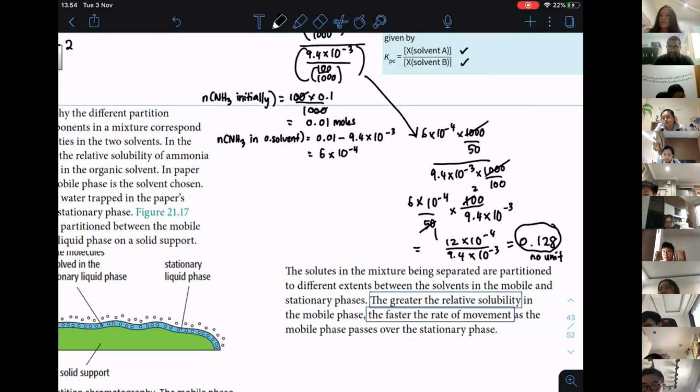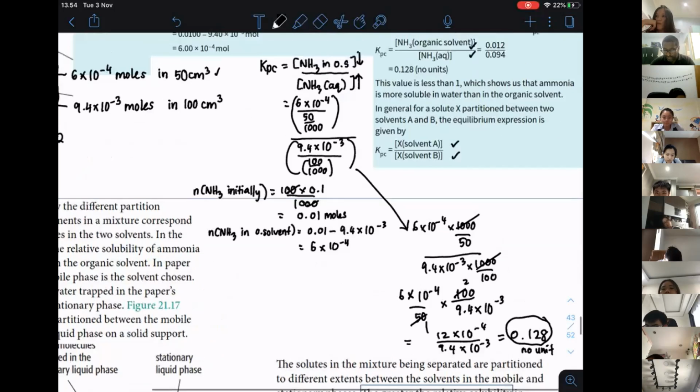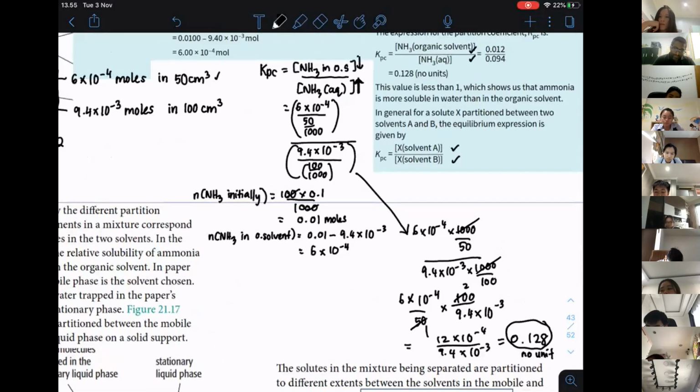Less than 1. We obviously use the organic solvent divided by the aqueous. If it is less than 1, it means that this is less, this is more. So what is the conclusion that we have, Victoria? Is ammonia dissolved more in organic solvent or in aqueous, in water? In the solvent there. Because it's 0.128, less than 1, it means this is more. So this is less, which means that ammonia dissolves more in aqueous compared to organic solvent. So ammonia dissolves more in water.